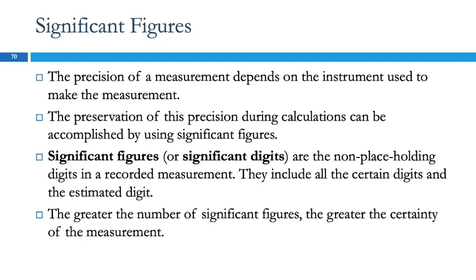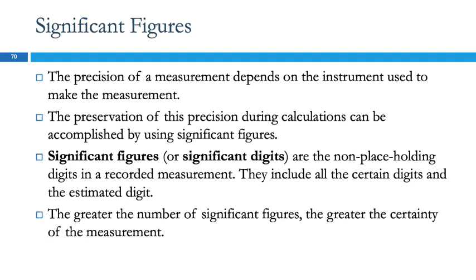So when we're talking about significant figures or significant digits, these are the non-place holding digits in the recorded measurement. So they're all the certain digits that we wrote down and the one estimated digit. Those are called the significant figures.